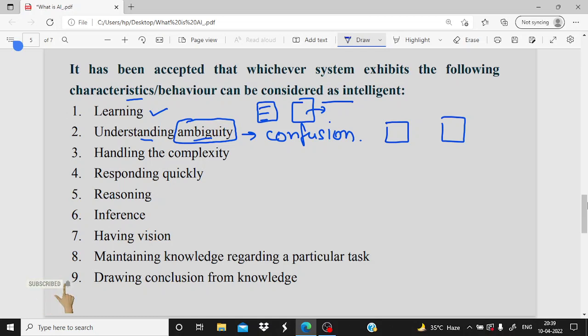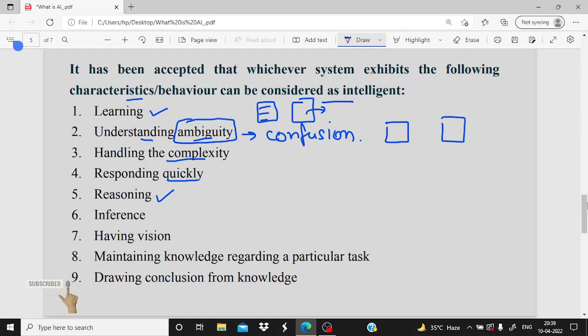Handling complexity. If something can handle complexity, then it is intelligent. Responding quickly. For example, if we ask a question to a student, then he can respond quickly if he knows the answer. That's a normal thing. So if someone responds quickly, then that characteristic or behavior is intelligent.